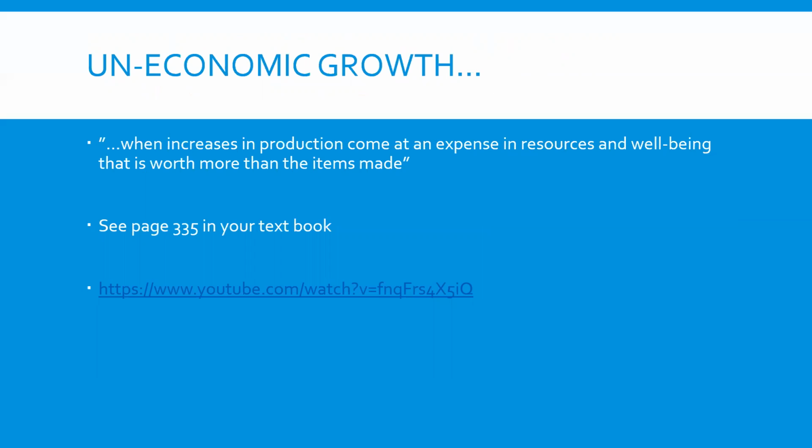Uneconomic growth is when increases of production come at an expense in resources and well-being that is more than the items made. If you look at page 335 in your textbook, they talk about negative externalities and lack of sustainability, and you can watch this video as well. Again, it focuses on production while we ignore the external costs. In many parts of the world, we still don't have safe water. Flint, Michigan in the US is a famous city where they have terrible water.